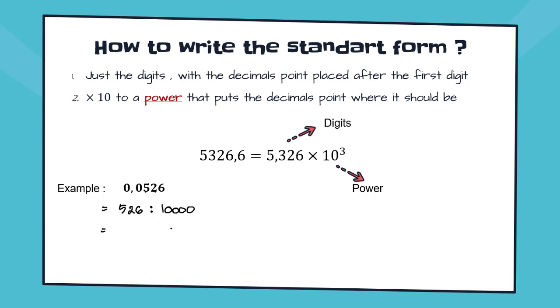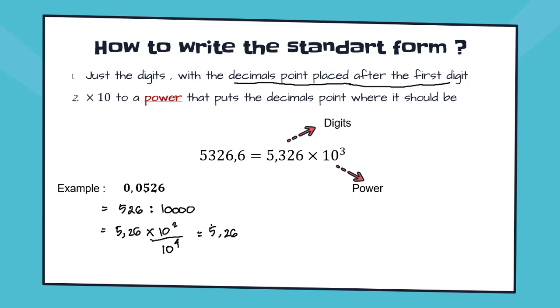So we have to put the comma or the decimal point placed after the first digit. So we can write down 5.26 times 10 squared, because I put two numbers after the comma, so I have to multiply with 10 squared. And after that, we have to divide with 10,000 or 10 to the power of 4.